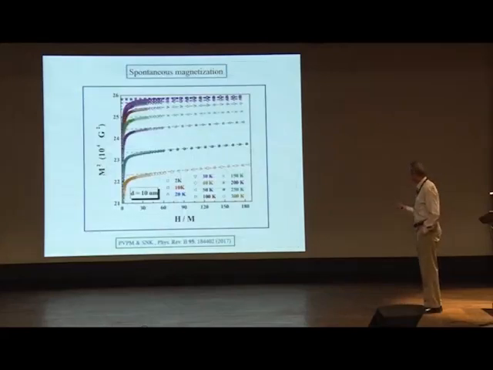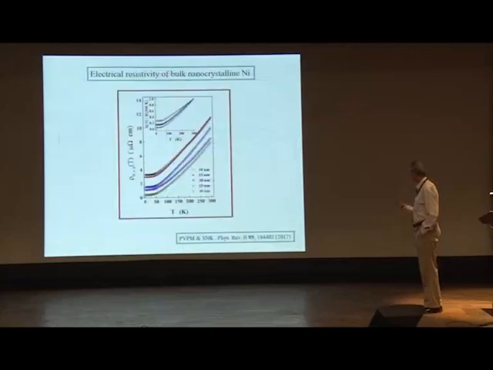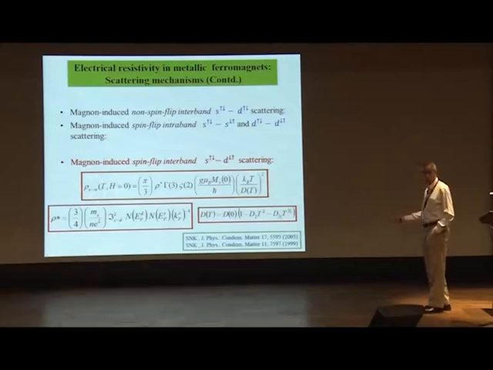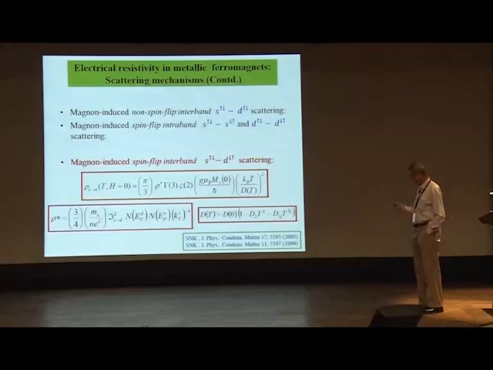Now if you just go back a few slides, in this expression, if we have to determine the electromagnetic scattering contribution, we have to know the spin wave stiffness and its temperature dependence, and that can be obtained from magnetization data as a function of temperature. Here we need the spontaneous magnetization, so we need to extrapolate to zero field to get the spontaneous magnetization.